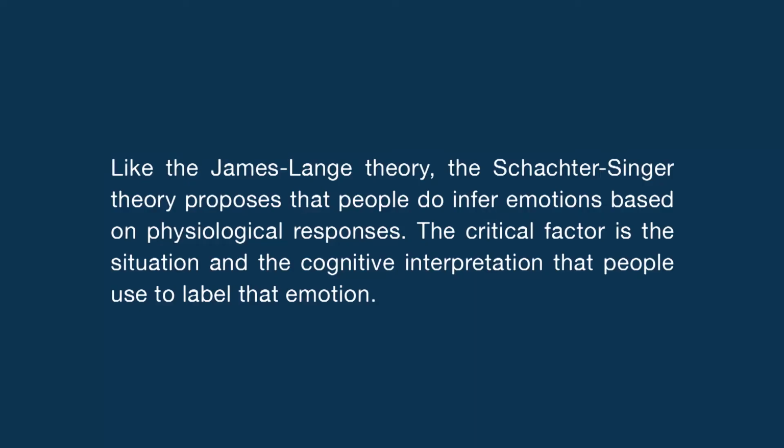Schachter's and Singer's theory draws on both of the earlier two theories. Like the James-Lange theory, the Schachter-Singer theory proposes that people do infer emotions based on physiological responses. The critical factor is the situation and the cognitive interpretation that people use to label that emotion. Like the Cannon-Bard theory, the Schachter-Singer theory also suggests that similar physiological responses can produce varying emotions.